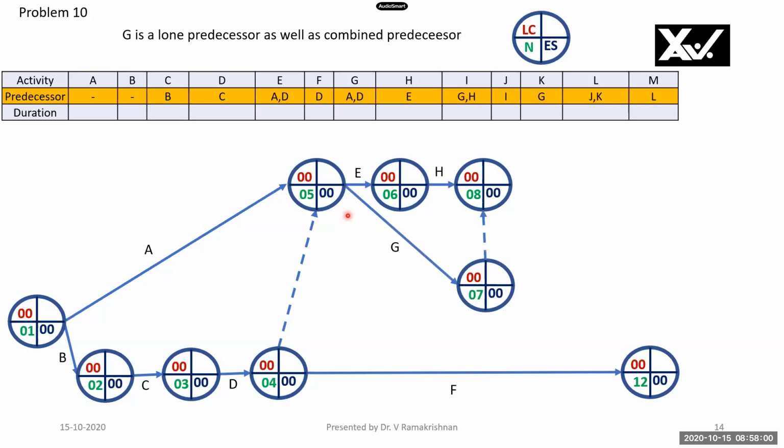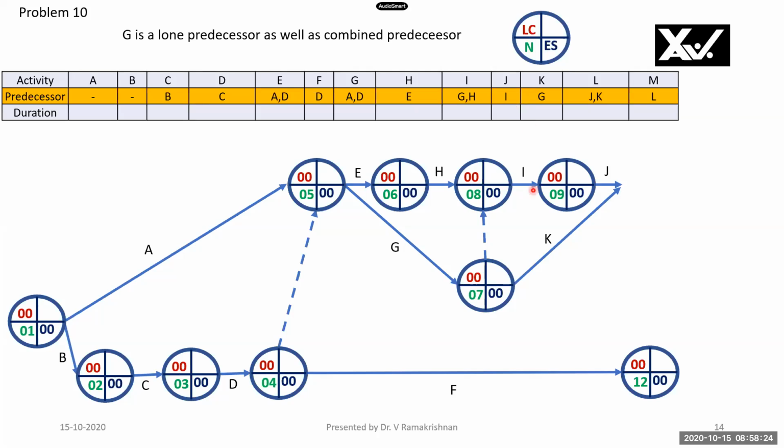So I have to draw this. G has A and D as predecessors. Then I has G and H as predecessors, right? Therefore, I have drawn a dummy activity to combine G and H here for I. And then J has I as a predecessor.